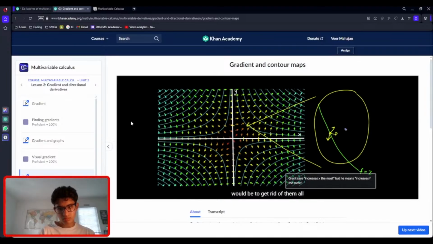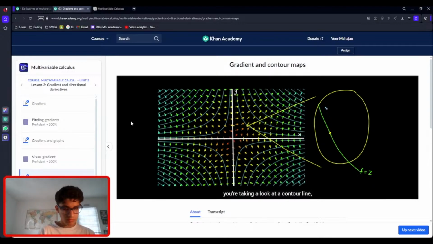But another way of doing it would be to get rid of them all and just take a look at another contour line that represents a slight increase. Right? So let's say you're taking a look at another contour line, something like this, and maybe that represents something that's right next to it, like 2.1. That represents another value that's very close. And if I were a better artist and this was more representative, it would look like a line that's parallel to the original one. Because if you change the output by just a little bit, the set of endpoints looks pretty much the same, but just shifted over a bit.